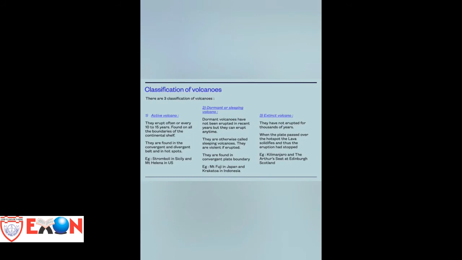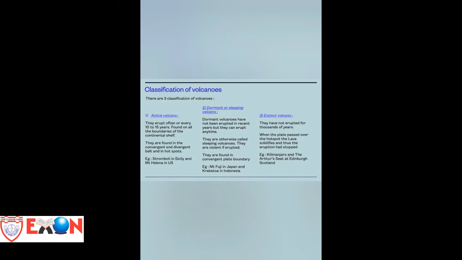Now we shall go to the classification of volcanoes. There are 3 classifications of volcanoes. They are active volcanoes, dormant or sleeping volcanoes, and extinct volcanoes. Now active volcanoes erupt often, or every 10 to 15 years, and are found on all the boundaries of the continental shelf. They are found in the convergent and divergent belts and in hotspots.